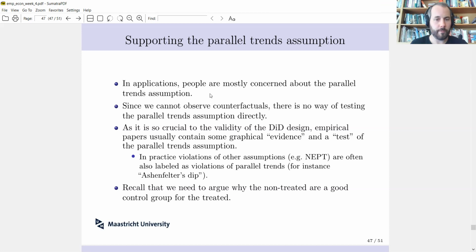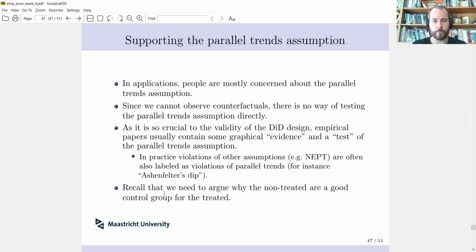However, people try to make this assumption plausible. It's really crucial to the diff-in-diff. Therefore, let's provide some evidence that makes it plausible. And the easiest thing is to provide a graph. We will talk about the test in the next lecture, but the first thing is let's plot a graph.